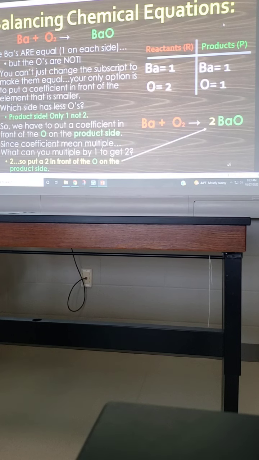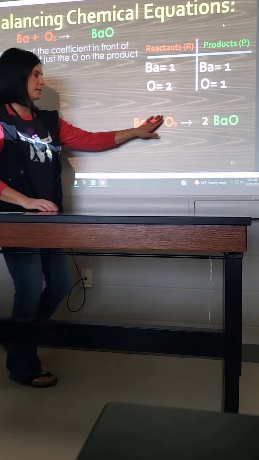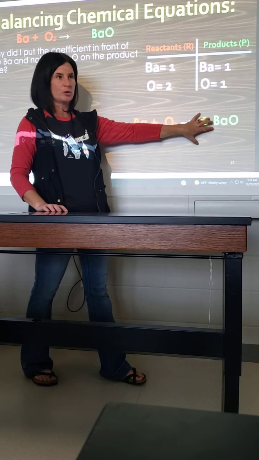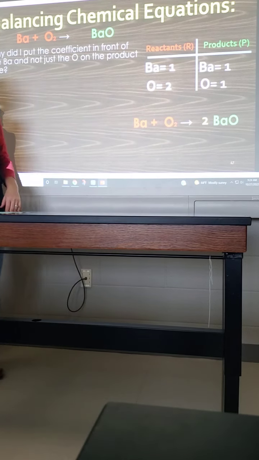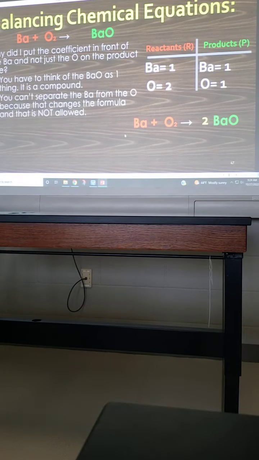Right? So now we're going to go to the next slide and we're going to update the chart. All right, so now this is the chemical equation I'm working with. So I need to make sure that my T chart matches this updated chemical equation, okay? So again, we're thinking of the BaO, the barium oxide, as one thing. So that's why the 2 has to go in front of the whole thing. We can't split it up. And so again, if we kind of think of this as parentheses, it helps make that a little bit more visual. You're more than welcome to write in the parentheses.